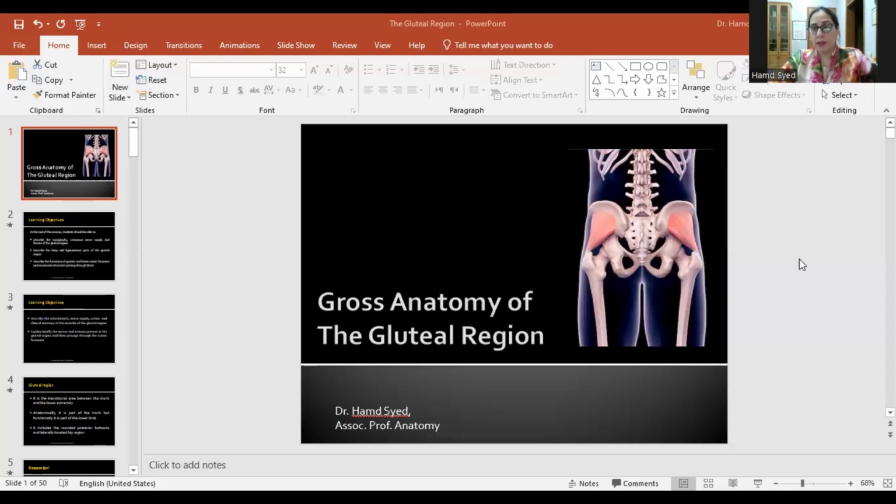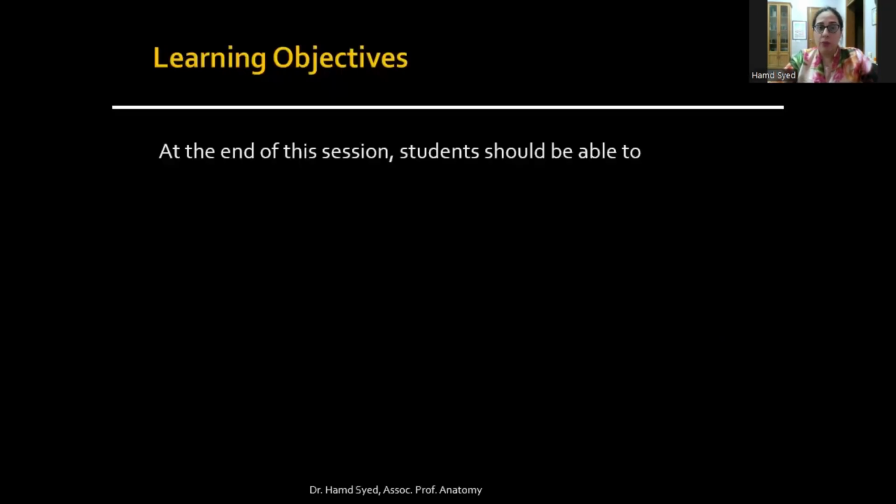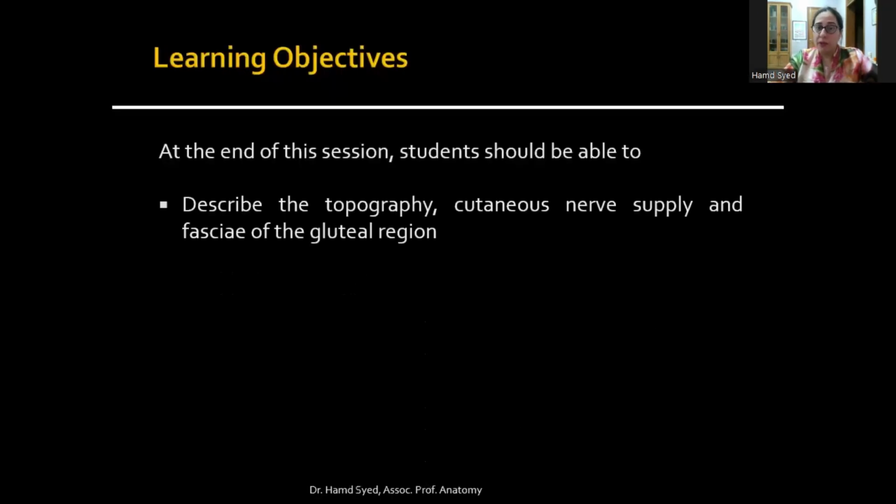Today we're going to be discussing a topic of gross anatomy. We're going to be discussing the gluteal region. This is a very important topic, and today I'm going to be talking about the topography, the cutaneous nerve supply, and the fasciae of the gluteal region.